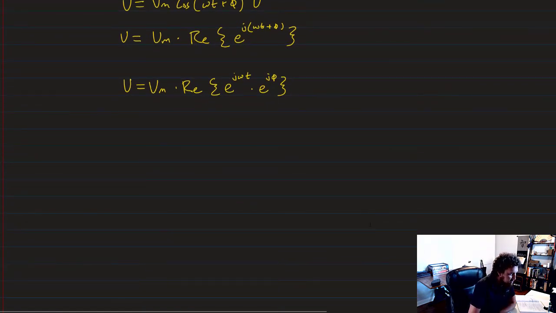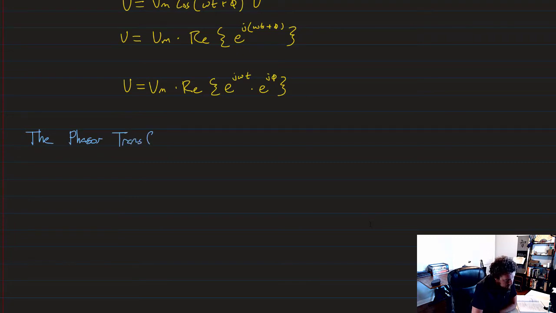Now for the phasor transform, what we're going to do is actually just ignore this e to the j omega t. So we'll call this the phasor transform. This is the part we care about. And it basically says this, that Vm, the amplitude, times e to the j phi is equal to the phasor of Vm cosine of omega t plus phi. There's also an inverse phasor transform.